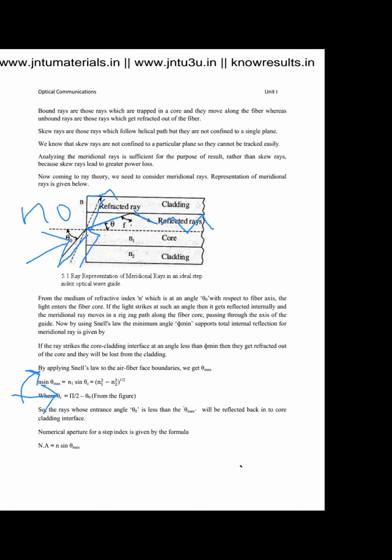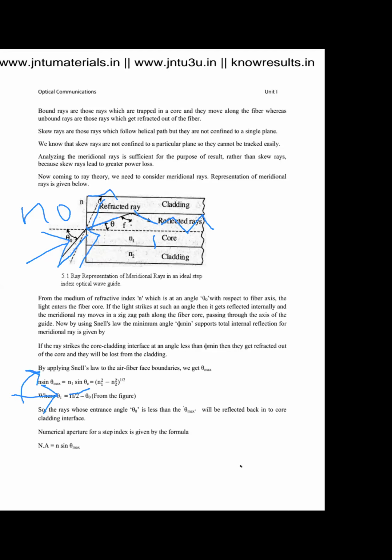That is equal to N1 sin theta C, where the ray is moving inside the core. What is the refractive index there? N1. Total internal reflection takes place at an angle greater than critical angle; minimum, he has taken it as critical angle, sin theta C, where theta C is nothing but 90 degrees minus theta naught.